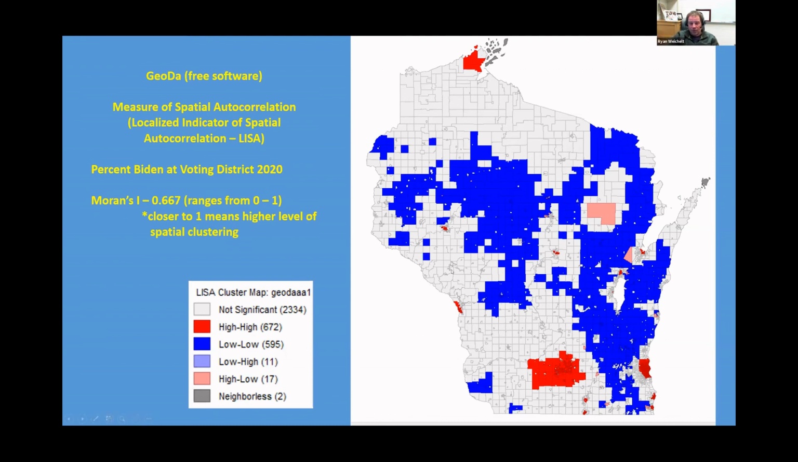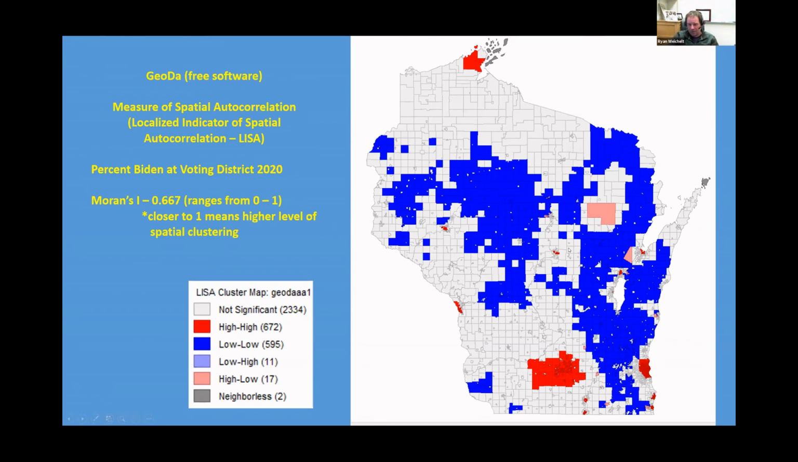So if we look at this, if we use percent Biden at the voting district level in 2020, the dark blue areas aren't Democratic areas. These are areas of low Democratic support surrounded by other areas of low Democratic support. So if you want to look at where the base is, where's the super base of the Republican Party in 2020? It's these blue areas, right? Whereas the red areas are areas of high Democratic support surrounded by other areas of high Democratic support.